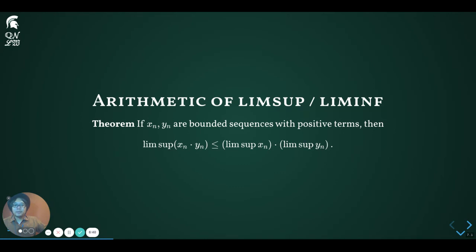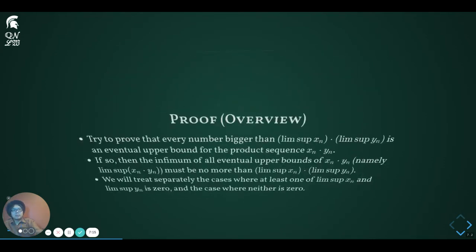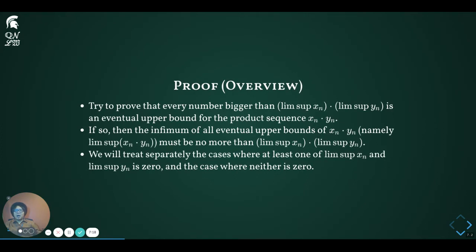Now we are ready to state the first theorem about arithmetic of limsups and liminfs. If x and y are bounded sequences, so in particular their limsups and liminfs exist, and assuming that x and y have positive terms, meaning that no term can be 0 or less, then we have that the limsup of the product is no bigger than the product of the limsups. Again, the limsup of the product is no bigger than the product of the limsups. Let's discuss how this can be proven.